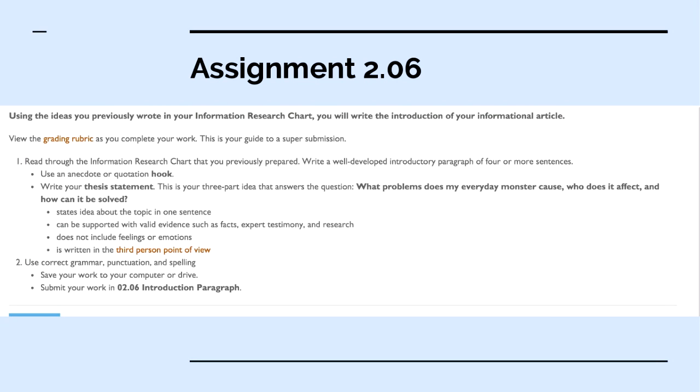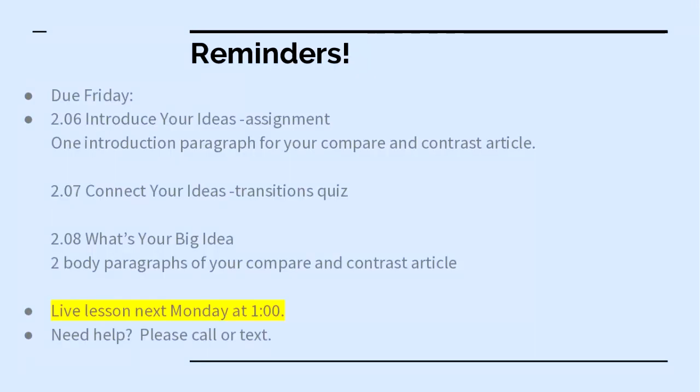Write a well-developed introductory paragraph of 4 or more sentences. Okay? You want to use a hook, use a thesis statement, and have your background information. And you want to make sure that you use correct grammar, punctuation, and spelling, and that is what you'll submit for 2.06, your introduction. So it should be a 1-paragraph introduction.